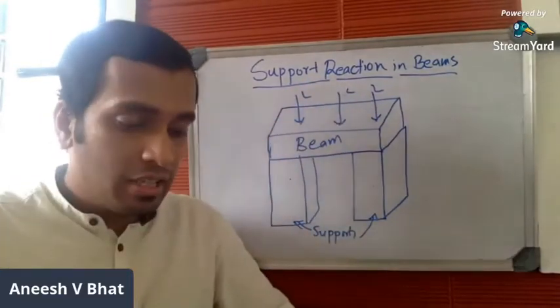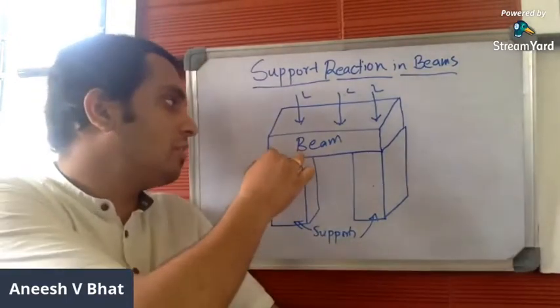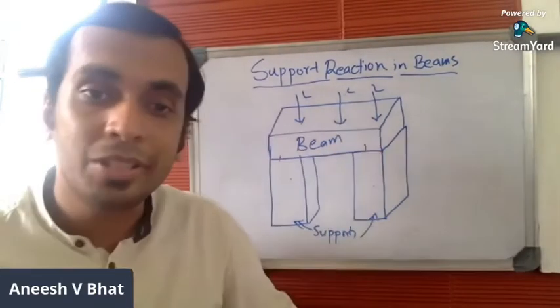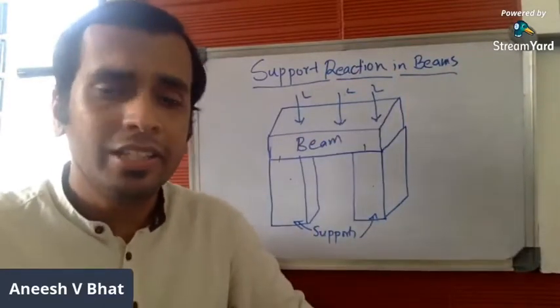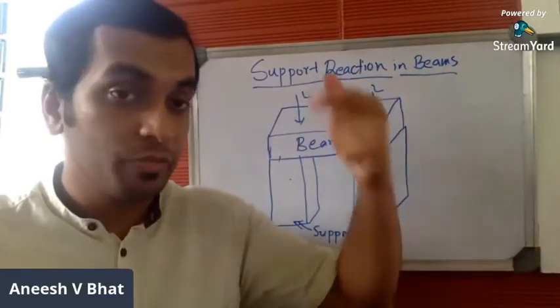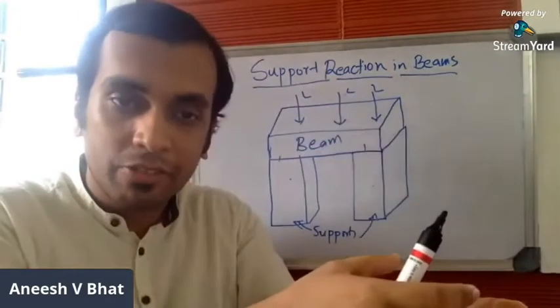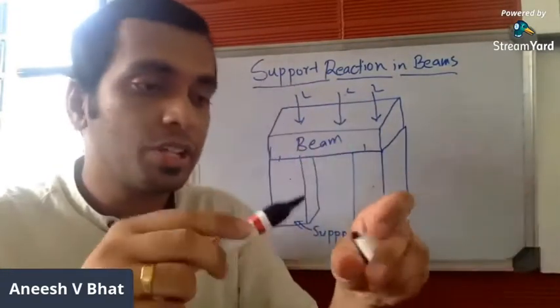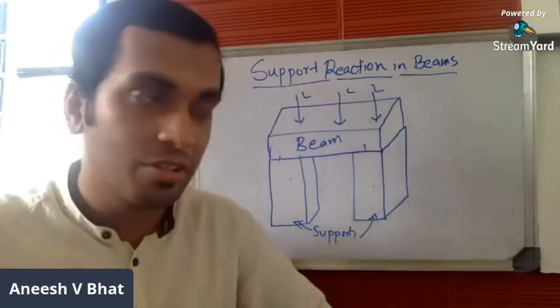Now, whenever beam is in contact with the support, the support offers a reaction on the beam. This concept is the same as the previous concept which you went through in the previous module. Whenever a body is in contact with a surface, the surface offers a reaction on the body, and that reaction is called the surface reaction or the normal reaction.